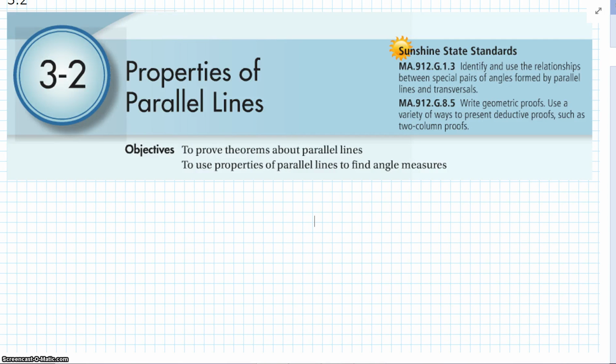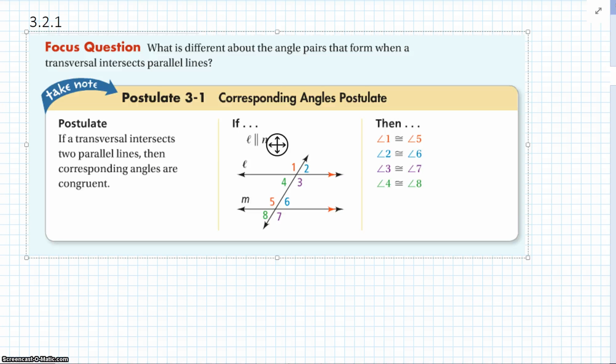Geometry, Chapter 3, Section 2, Properties of Parallel Lines. Today, in this lesson, we're going to try to prove theorems about parallel lines and use those properties to find angle measurements. Okay, so moving on to the very first thing: what is the difference about angle pairs that form when a transversal intersects parallel lines?